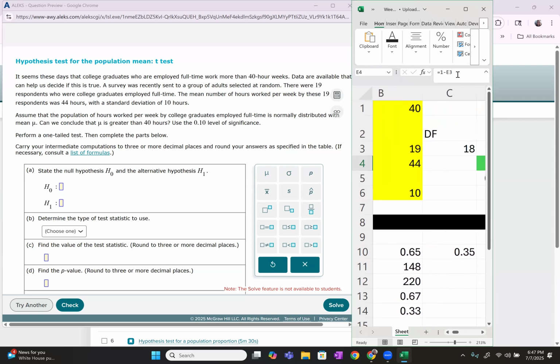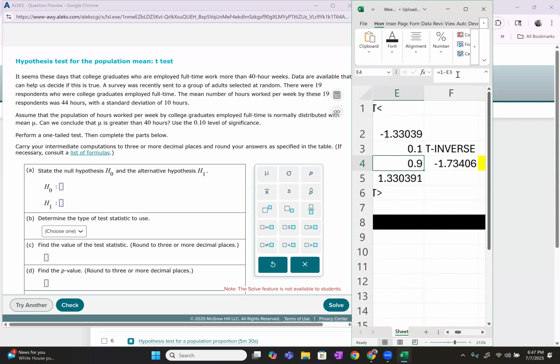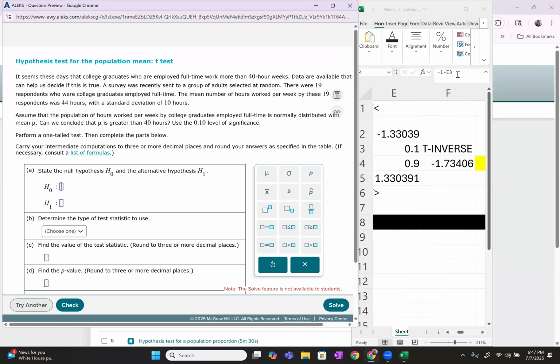All right, what do you have? The mu is equal to 40. So you have mu is equal to 40. And what did they say? The mu greater than 40? Mu is greater than 40. Very good.